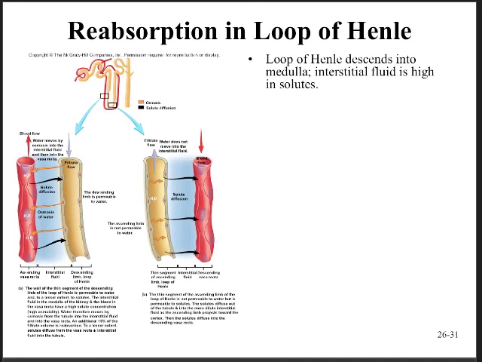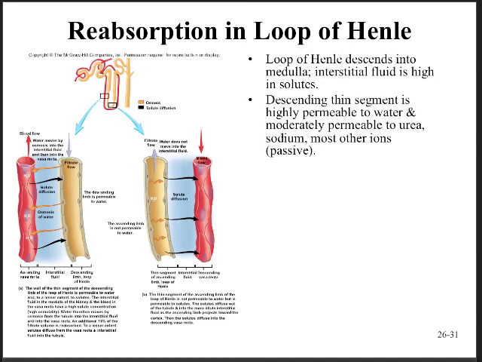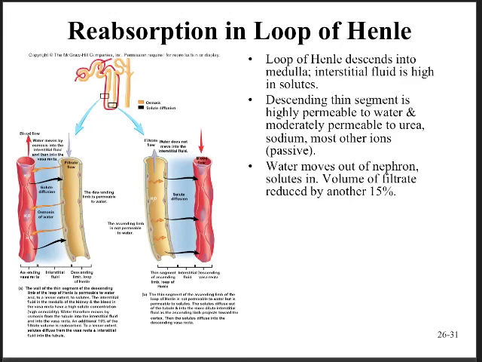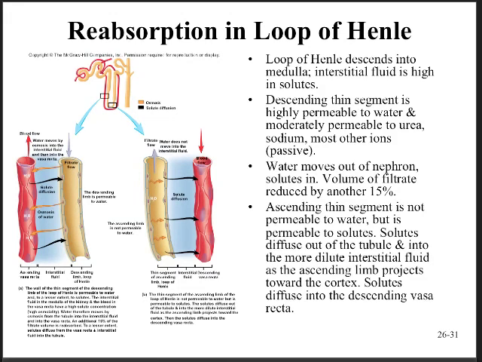The loop of Henle descends into the medulla. The interstitial fluid at this point is relatively high in solutes. The descending thin segment is permeable to water and moderately permeable to urea, sodium, and most other ions that can move across by passive diffusion. Water moves out of the nephron and solutes move in. So the osmolarity of the fluid as it descends into the medulla goes way up. We get about 1200 milliosmol by the time we actually hit the bend in the loop. Water moves out of the nephron, solutes move in.